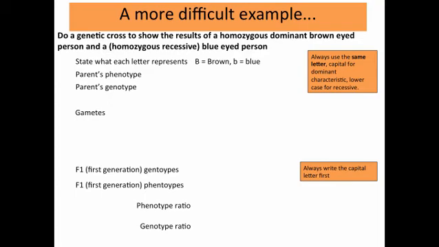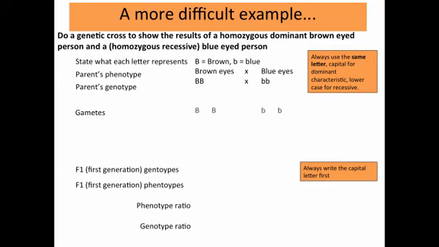You can pause the video here and try and think what the parents' phenotype and genotypes are. So, the phenotype of the parents would be brown eyes crossed with blue eyes. The genotype would be capital B capital B, that's the homozygous dominant, and little b little b, that's homozygous recessive.